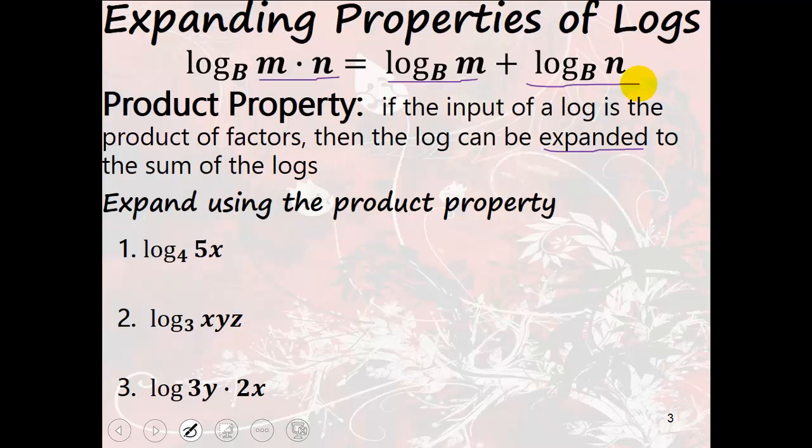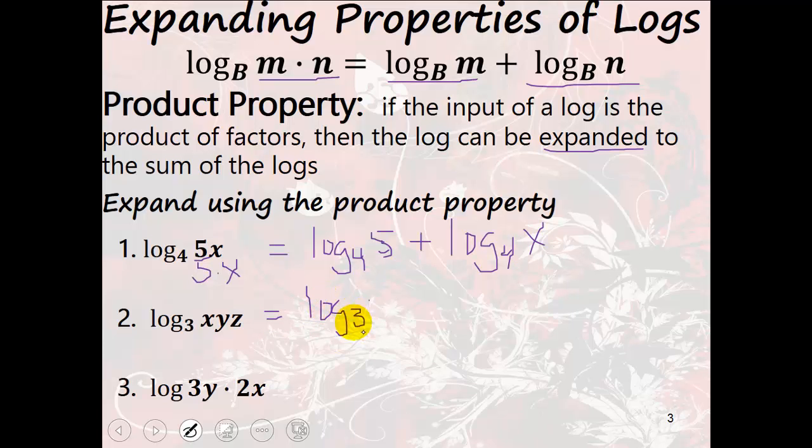So log base 4 of 5x, this is really 5 times x. Those are being multiplied together, so I get log base 4 of 5 plus log base 4 of x. The log base 3 of xyz is log base 3 of x, and then we're just expanding it to 3 factors, plus log base 3 of y plus log base 3 of z, just like that.